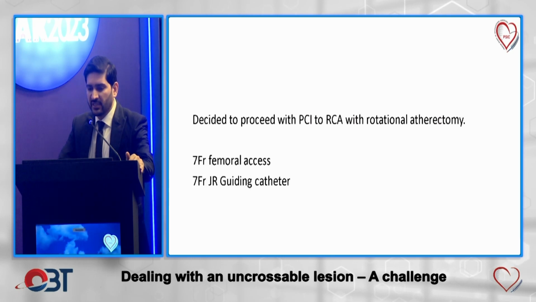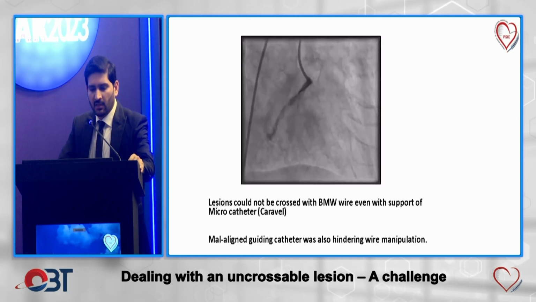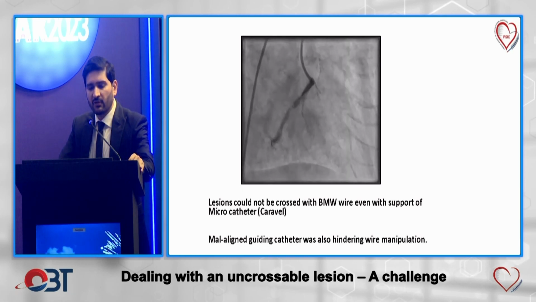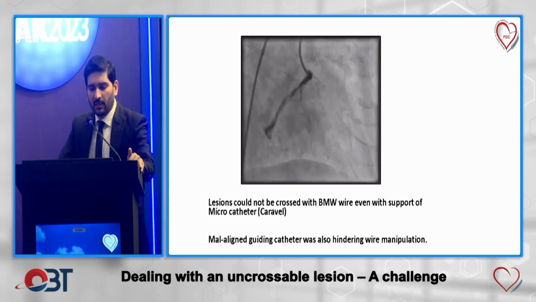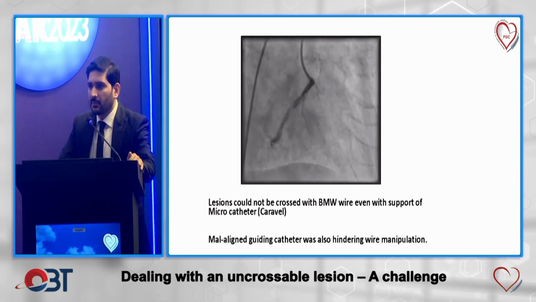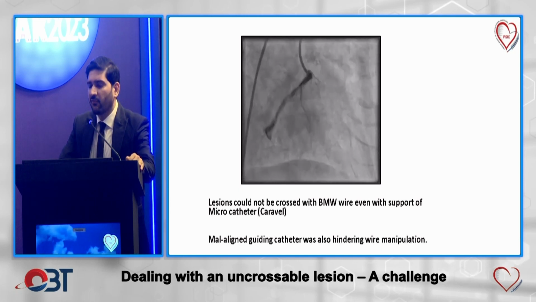So we decided to proceed with PCI to RCA with rotational atherectomy via the 7 French femoral access and 7 French JR guiding catheter. We tried to cross the lesion with a BMW wire, even with the support of the Caravel microcatheter. As you can see, there was some malalignment of the guiding catheter, which was also causing hindrance in the wire manipulation.